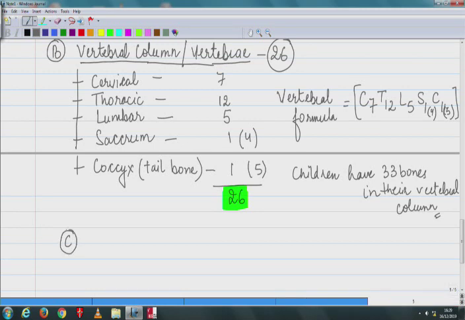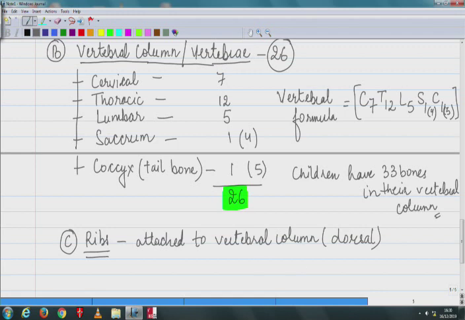Now moving ahead, from the vertebral column, 26 bones, we have the rib cage. Now ribs are attached to 2 points. Since I have taught you the breathing and exchange chapter, you know that ribs are attached on the dorsal side to the vertebral column, and on the ventral side, we have a single bone called the sternum.